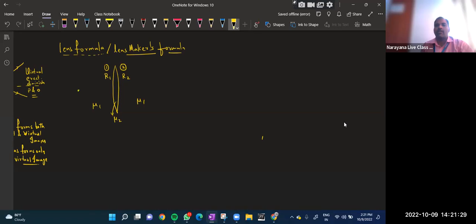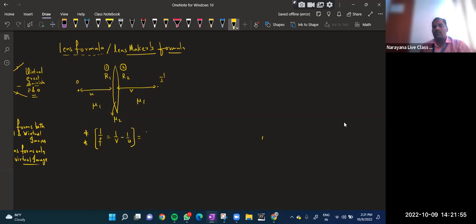Somewhere you kept the object here. What is the object distance? Let's say somewhere the image is formed here. What is the image distance? V. Then the lens formula: 1 by F equals 1 by V minus 1 by U. The mirror formula is 1 by U plus 1 by V, but the lens formula means 1 by V minus 1 by U.